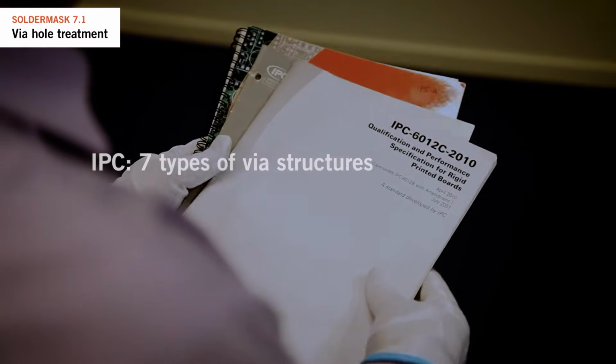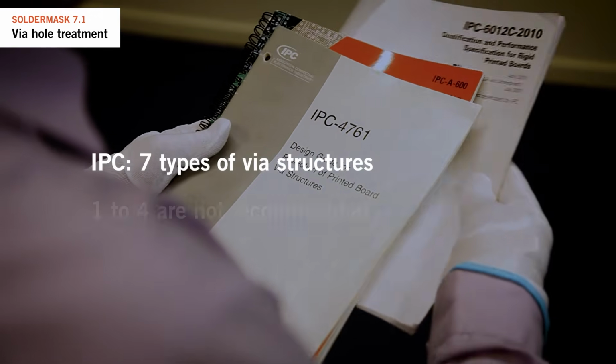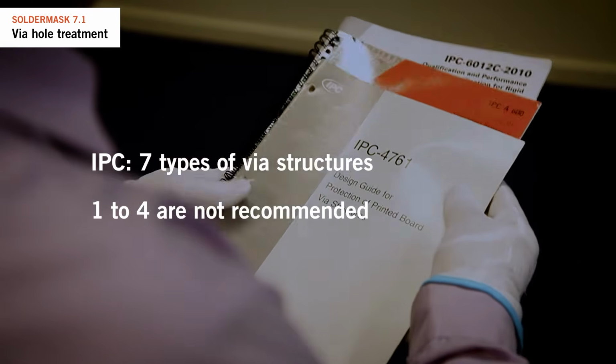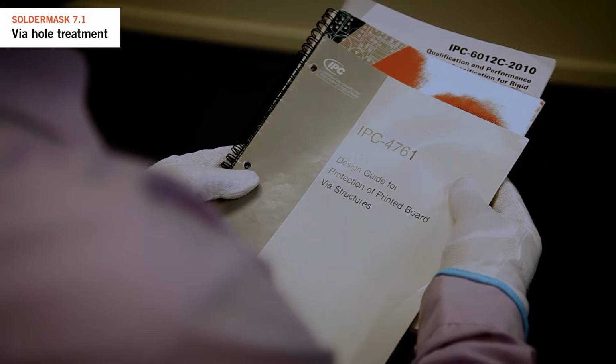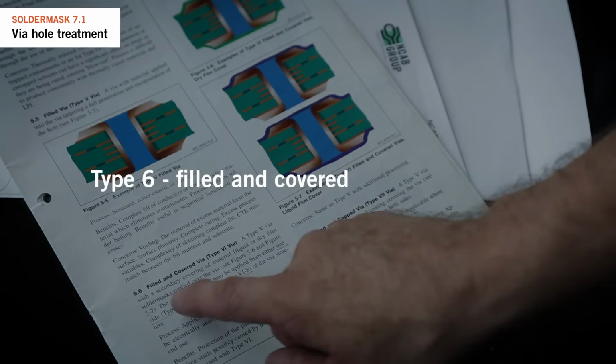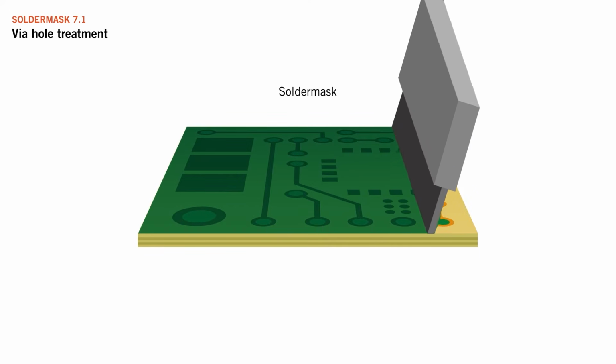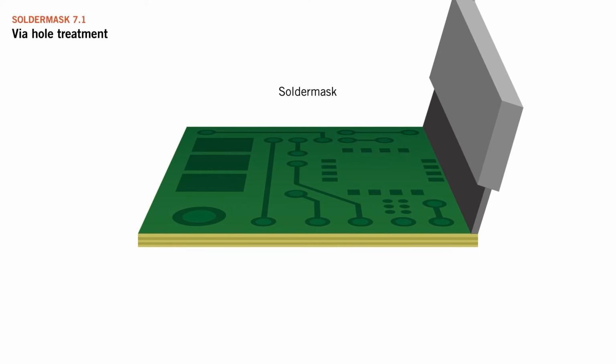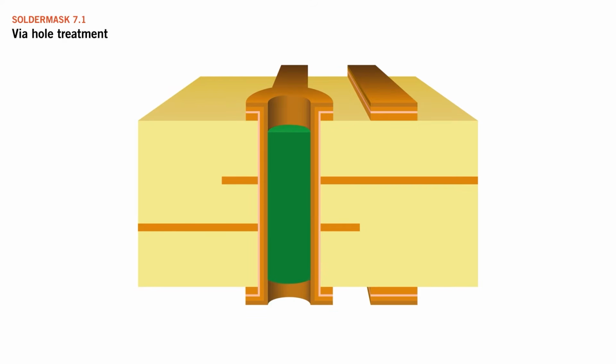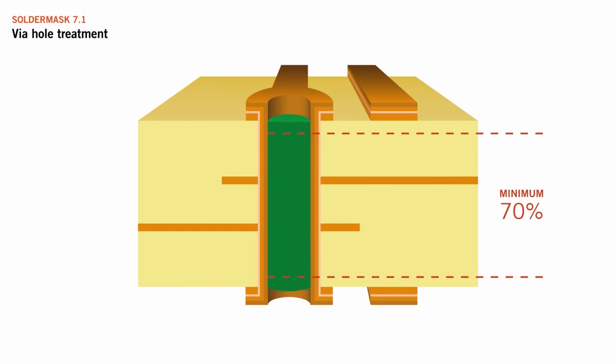According to IPC, there are 7 types of via, but types 1 to 4 are not recommended. We base the NCAB demands upon the Type 6 recommendation for plugging the holes. This involves filling the holes from one side and then followed by an application of Soldermask to cover the surface of the circuit board, including the plugged holes. We choose Type 6 because it ensures good Soldermask fill, and with our own demands, we exceed the guideline, calling for at least 70% fill, minimizing the risk of any issues within via holes during assembly.